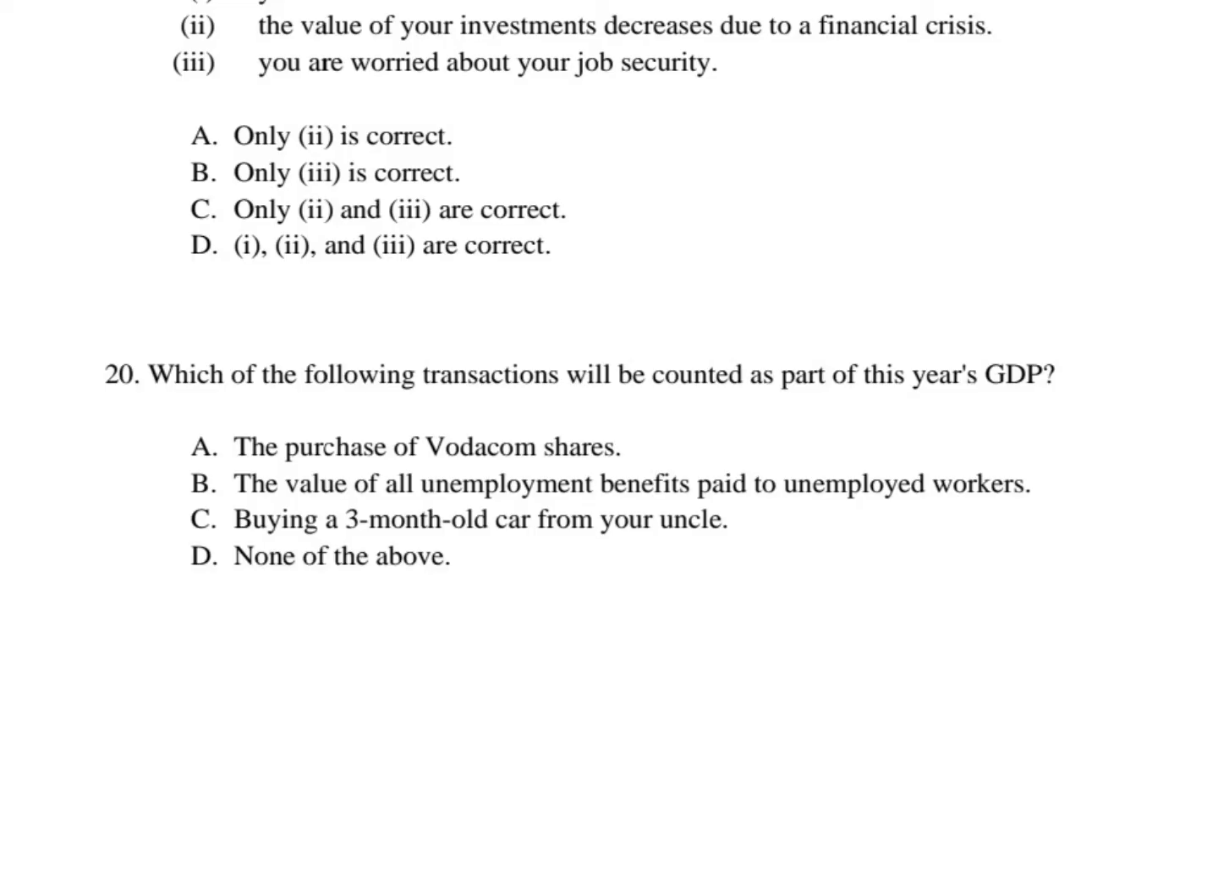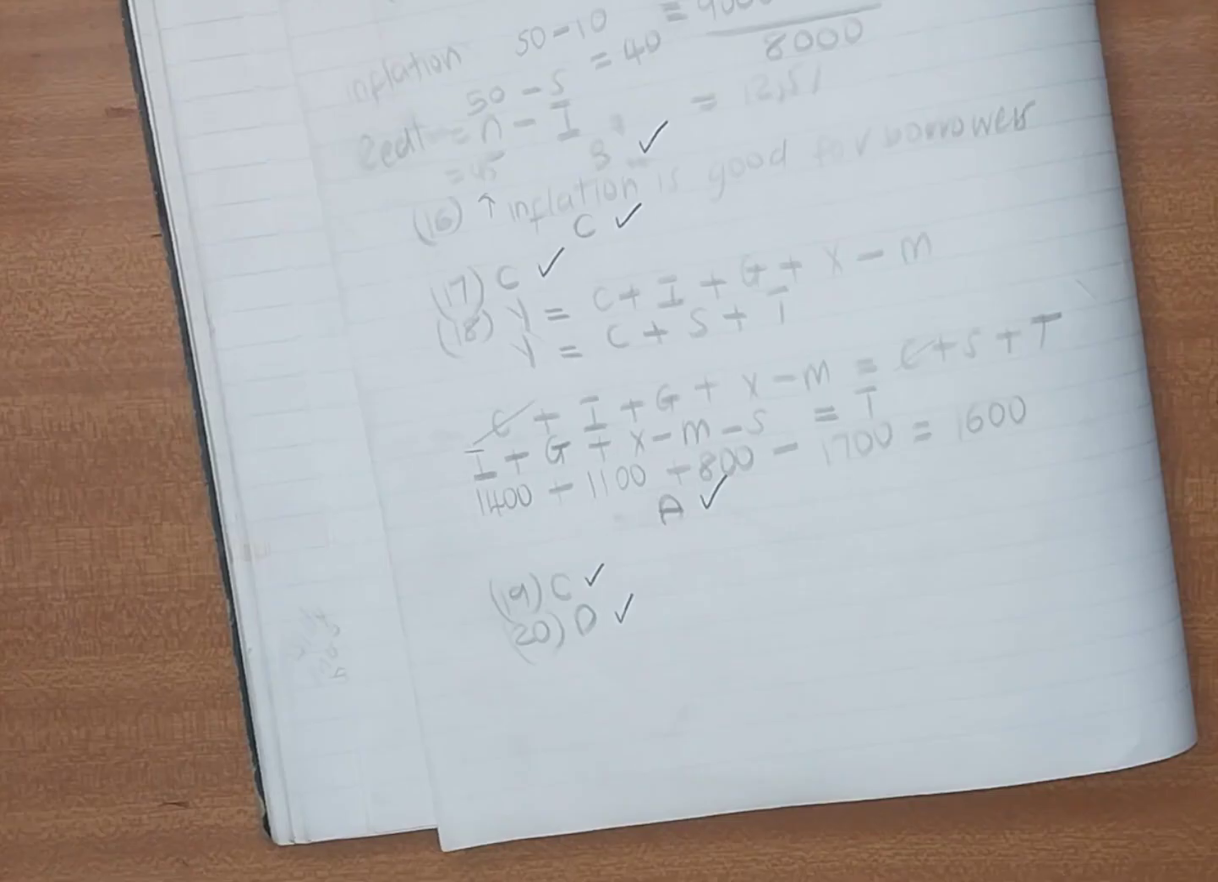B says the value of all unemployment benefits to be paid to unemployed workers. No. Transfer payments and unemployment benefits are not counted as part of GDP. I repeat, transfer payments are things like social grants, etc. They are not counted as part of our GDP. Number 3 says buying a 3-month-old car from your uncle. Second-hand goods are not counted as part of GDP. So that is false as well. So the answer for this one is none of the above, which is D.